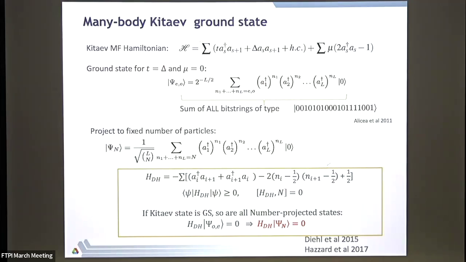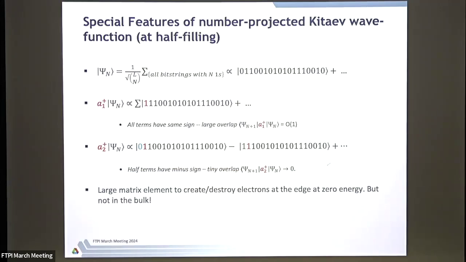Now, this wave function is certainly not your canonical BCS, but nevertheless, it has some very special properties, which we typically associate with Majoranas. In particular, you can show very easily by inspection that it's very easy to create a particle at the edge, and it will have order one overlap with the ground state with n plus one particles. So in this sense, at zero energy cost, because both of these are ground states at zero energy, I can create a particle at the edge. On the other hand, if I want to create a particle in the bulk somewhere, even one step away from the edge, I'm going to get some suppression because of fermionic anti-commutation.